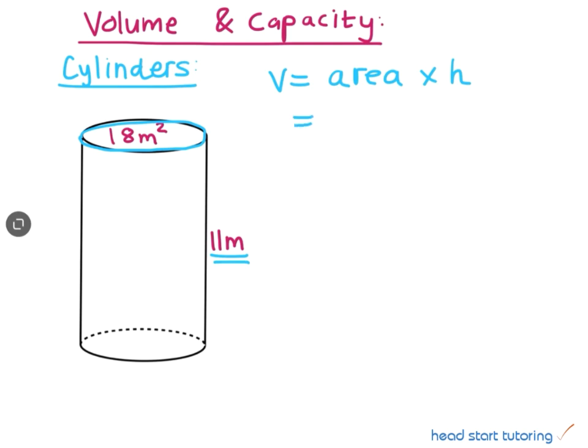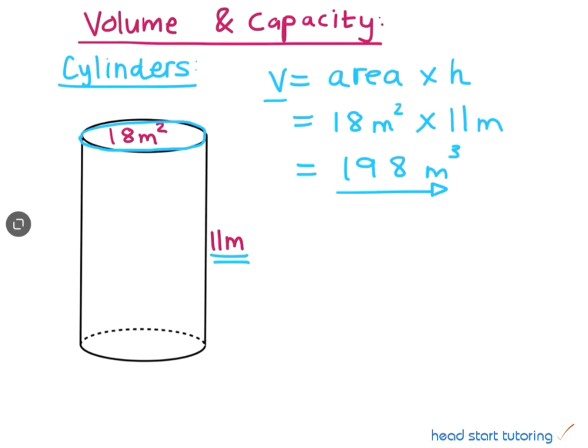Okay, so the volume is the area multiplied by the height in this case, which is equal to 18 meters squared multiplied by 11 meters. And that will give us an answer of 198 meters cubed. So the volume of this cylinder is equal to 198 meters cubed.